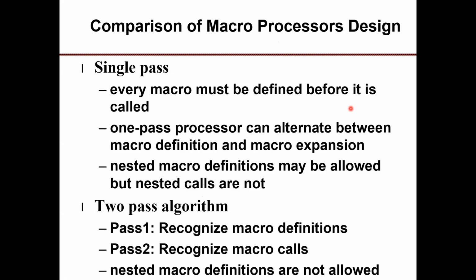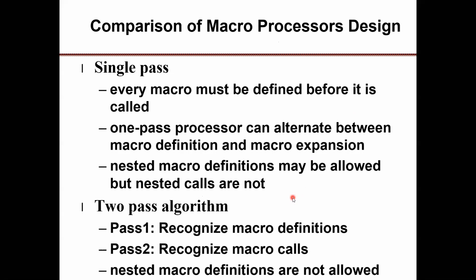You didn't have to do a strict alternation. You can do definition, definition, definition, then expand, and then another definition, expand. You can mix them up as long as you defined every macro before you used it. And then nested macros may be allowed, but you can't call them when you're nested because you can't break out of that level. So let's take a look at the two-pass algorithm then.